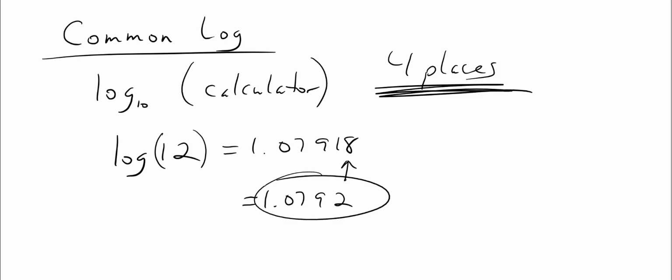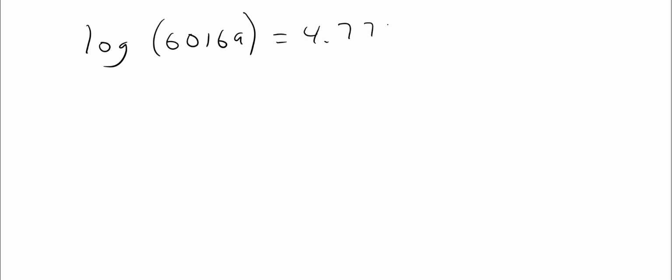Okay, it's like super easy. I mean, you can't do anything wrong. If this is common log, you literally put it in your calculator and get your answer. So let me just do a couple more here. If I said log of 60169, that's the zip code for Hoffman Estates. Okay, so I'm going to type it in. Log of 60169, close parenthesis, hit enter. I get 4.77937, so that rounds to 4.7794. Okay, really pretty easy.